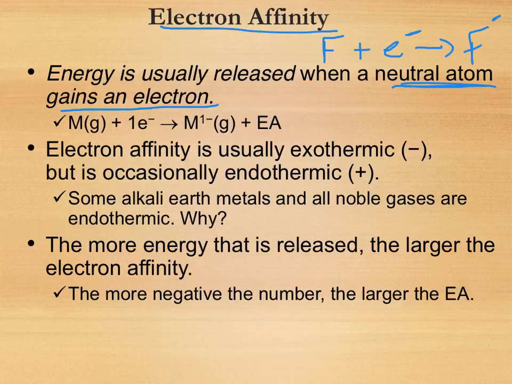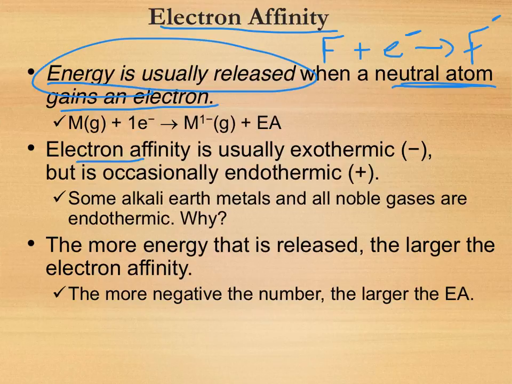The opposite of ionization energy, which required energy to remove an electron. Energy is usually released when a neutral atom gains an electron. Not always, but usually. So because energy is released, electron affinity is usually exothermic. Occasionally it's endothermic. Occasionally you have an atom that does not want an extra electron.